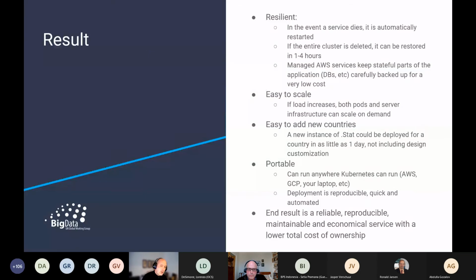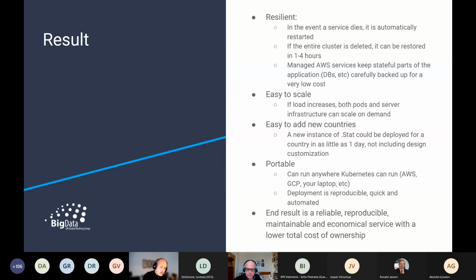So the long story short is that we have a very resilient service, in the sense that if a service dies, it's automatically restarted. If the cluster is deleted, it can be restored in about 4 hours maximum. And the managed AWS services keep the stateful parts of the application carefully backed up at a very low cost. It's easy to scale, in the sense that if load increases, pod and server infrastructure can scale on demand. We don't really have to think too much about adding a server. This is relatively simple.